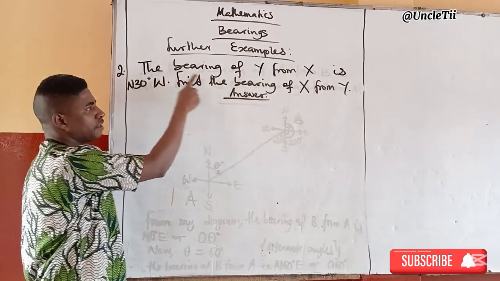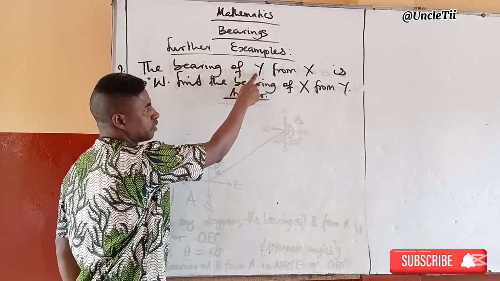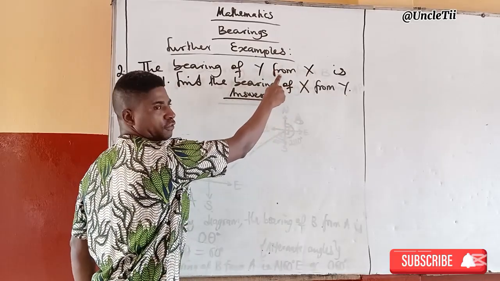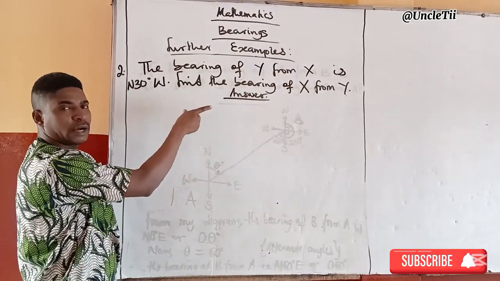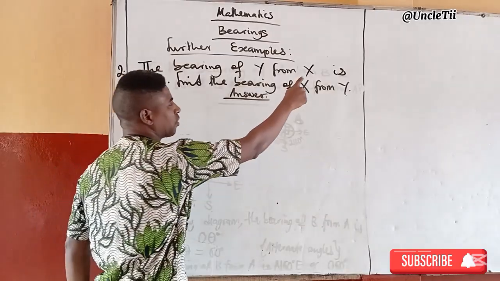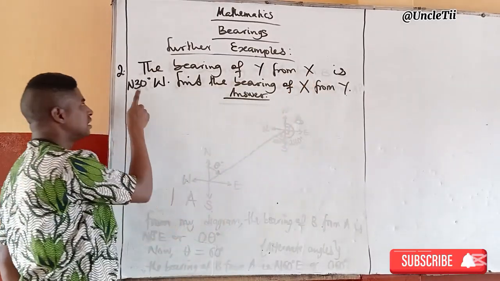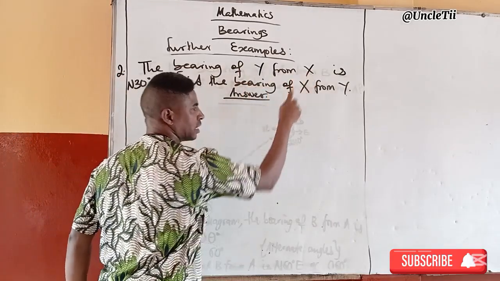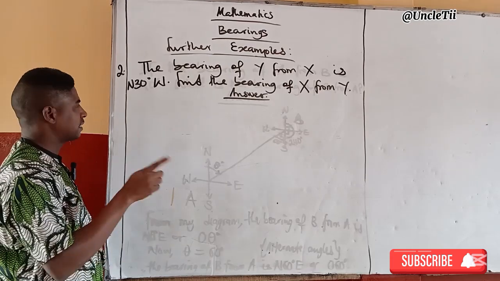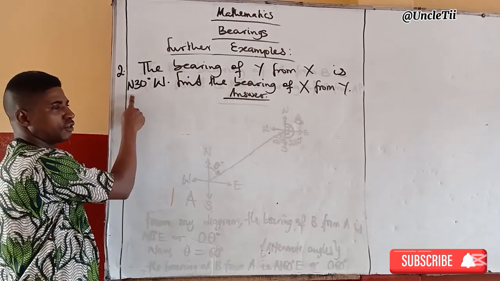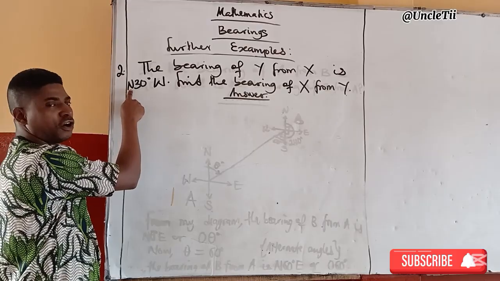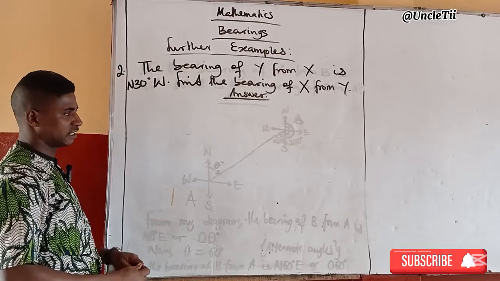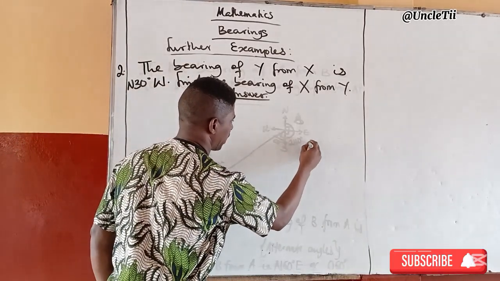From the question, the bearing belongs to y, but it will be found at x because x is appearing after the preposition from. So it means that in our diagrammatic illustration, we are going to start with x. 30 degrees west of north belongs to y, but it will be located at x. And don't forget that when you say 30 degrees west of north, we are saying move from the north towards the west, covering 30 degrees. So y will be somewhere here, therefore.